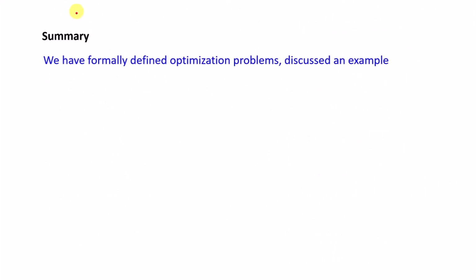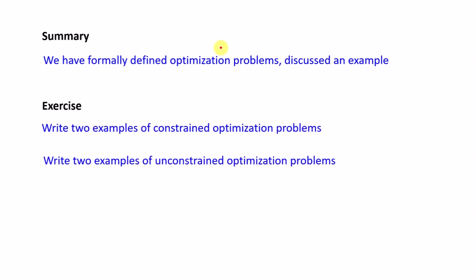Now to summarize, in this lecture, we have formally defined the optimization problem. We have also discussed an example. For your exercise, you find out 2 examples of constrained optimization problems, and similarly, find out 2 examples of unconstrained optimization problems.